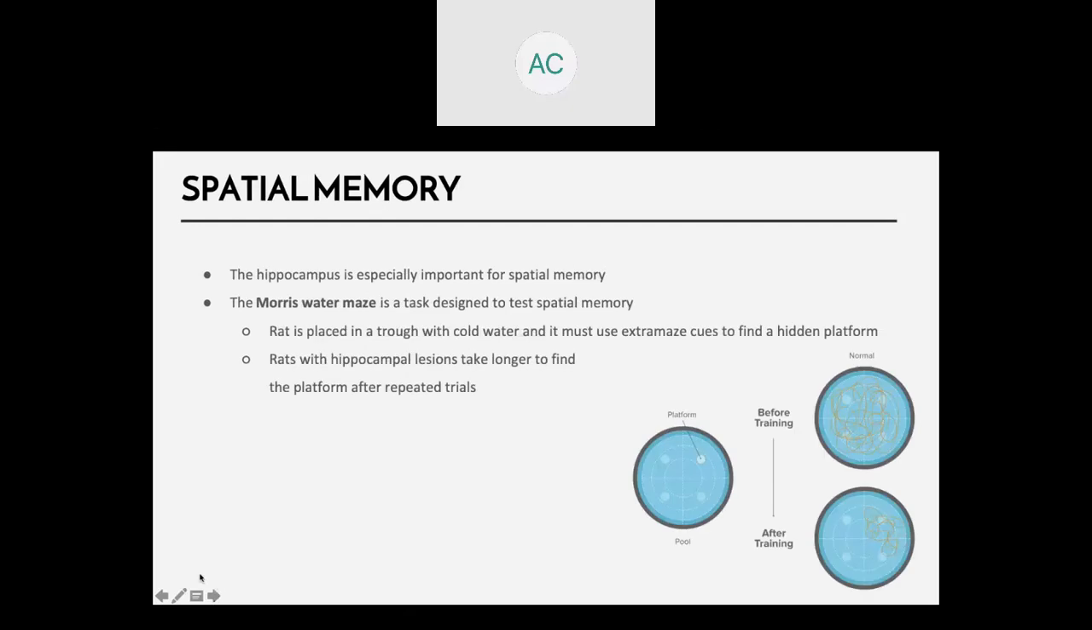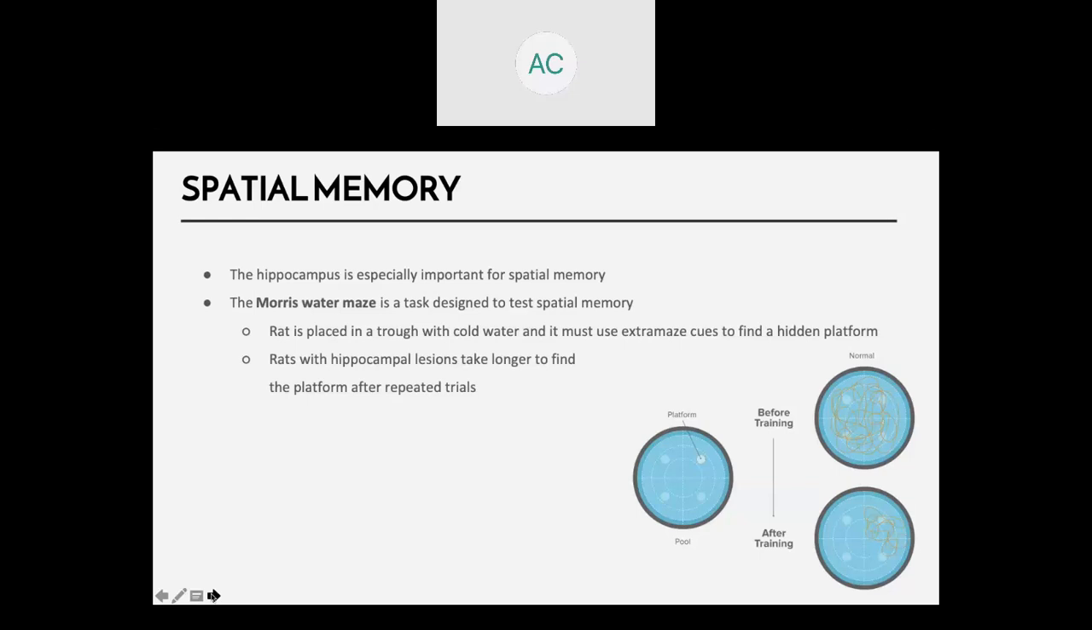One way that we study memory, especially in rodents, is using spatial memory. And we know that the hippocampus is important for spatial memory. So rats are actually really smart when they do this Morris water maze. Often what are called extra maze cues are placed around the room so that the rats can orient themselves in this large water trough. And the water is just a little bit cold so that they want to find the platform.